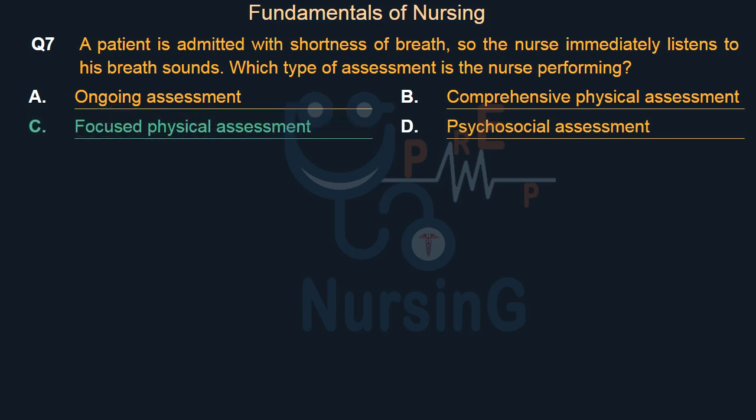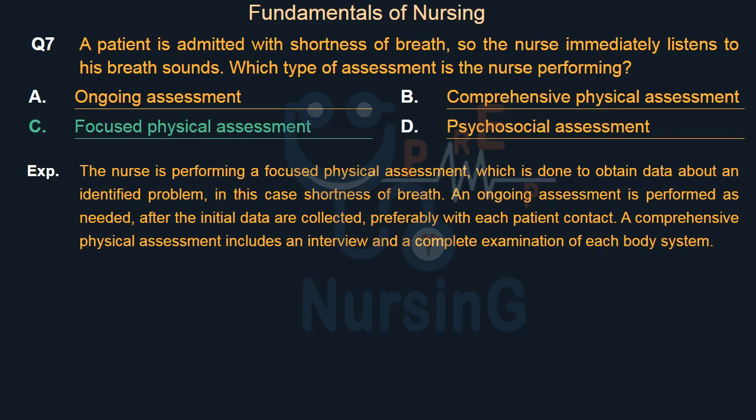Focused physical assessment. The nurse is performing a focused physical assessment, which is done to obtain data about an identified problem, in this case shortness of breath. An ongoing assessment is performed as needed, after the initial data are collected, preferably with each patient contact. A comprehensive physical assessment includes an interview and a complete examination of each body system.